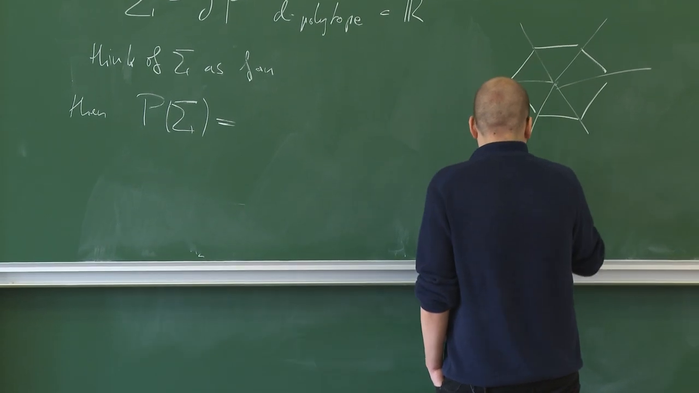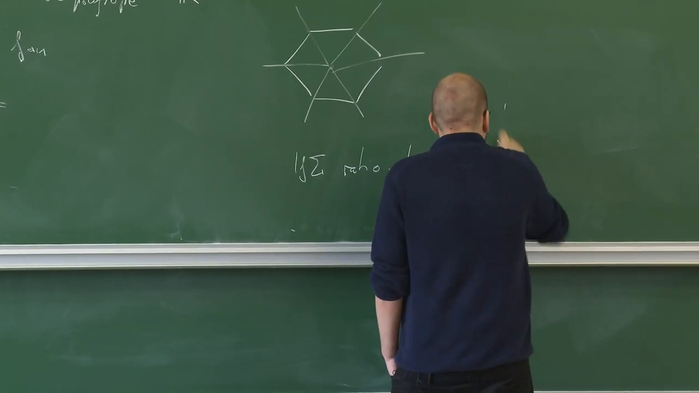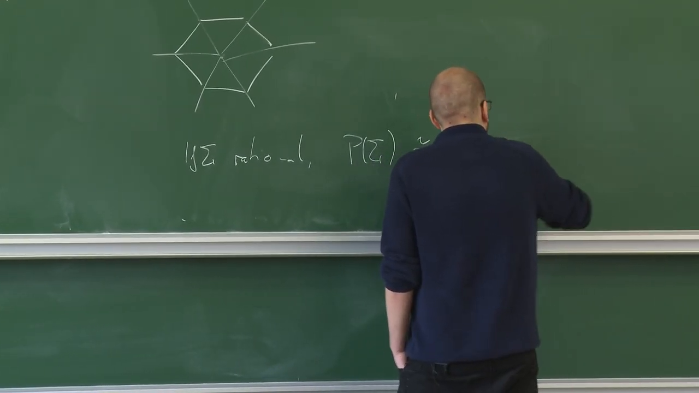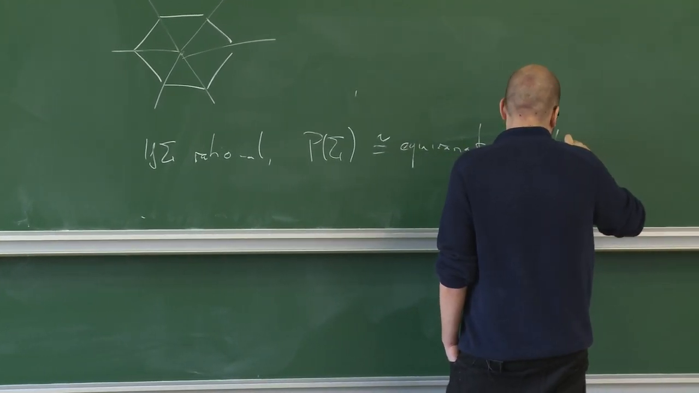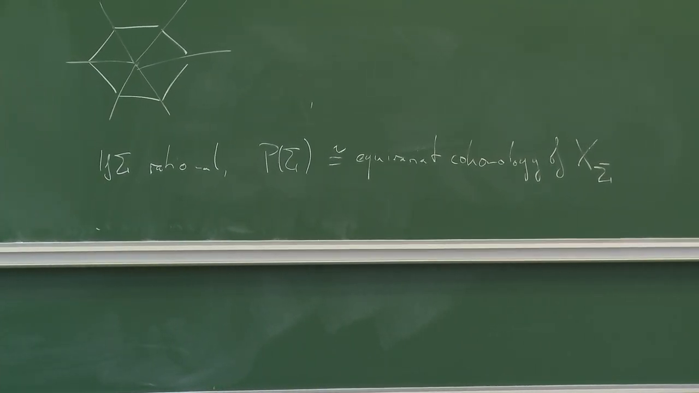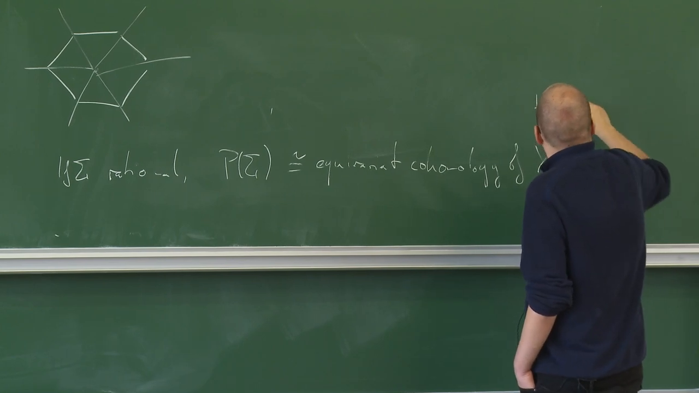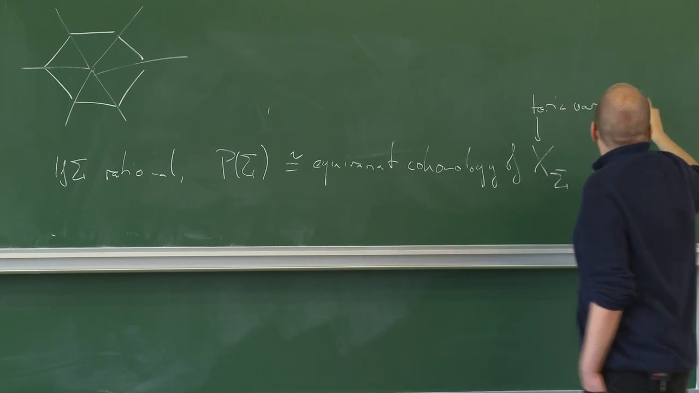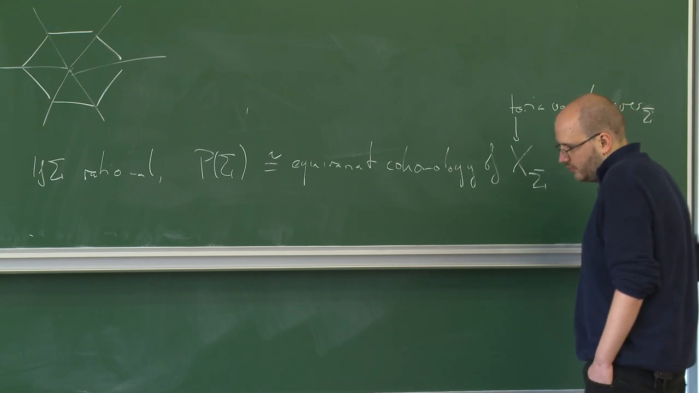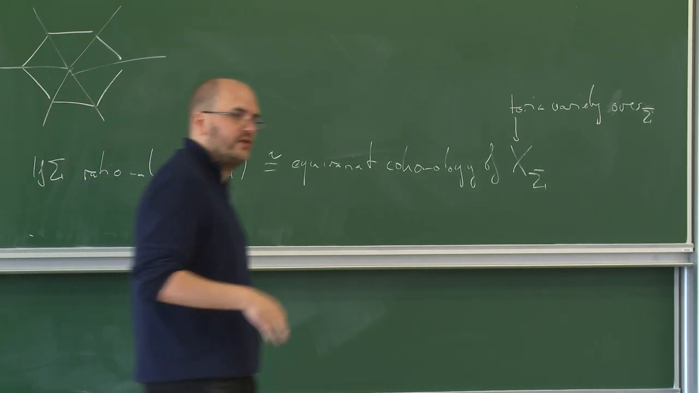So, if sigma are rational, then P of sigma is just the covariant cohomology of X sigma, the toric variety over this fan. It's rationally smooth. This is a complete toric variety because you have a complete fan. For other toric varieties it's also the same description. When we get to matroids a little more, then we will get to this.